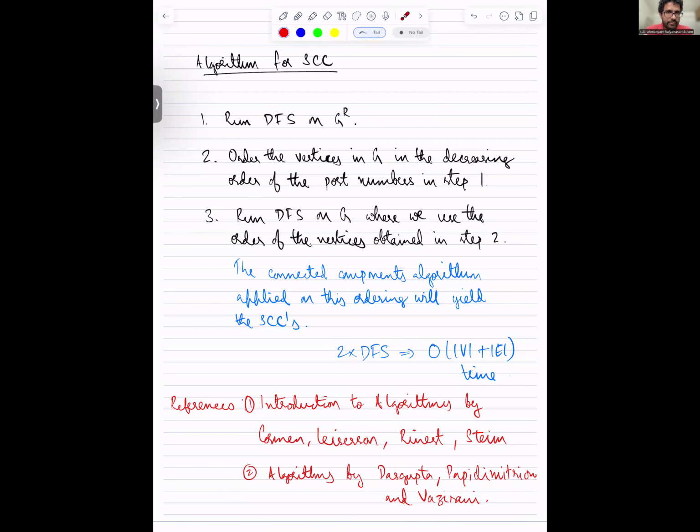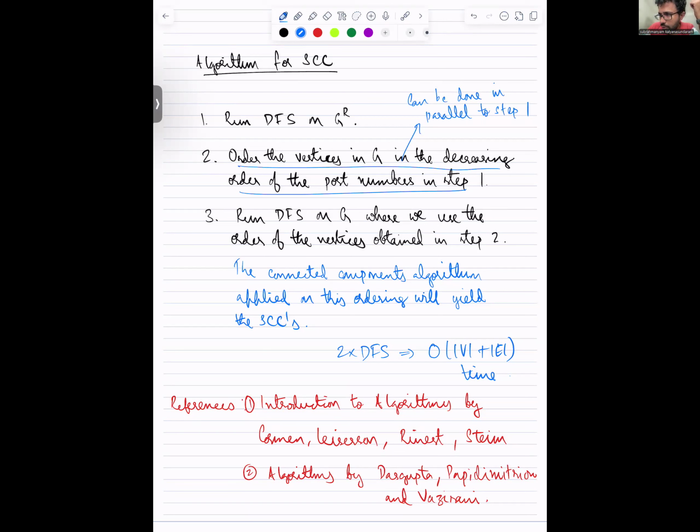Sir, what will be the time complexity for this step 2? Step 2, okay, that's a good question. Very good question. So now, how do we order the vertices in the decreasing order of post numbers? What one can do is you can have a separate array. This will not actually require extra time. It can be done in parallel to step 1.